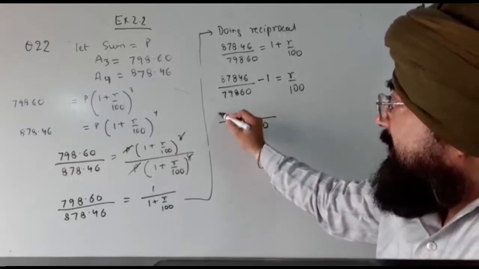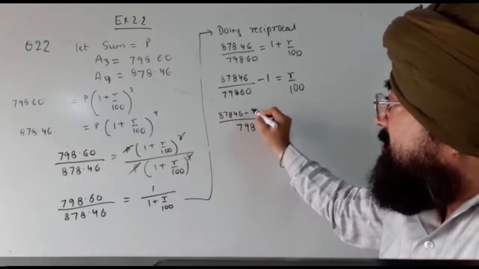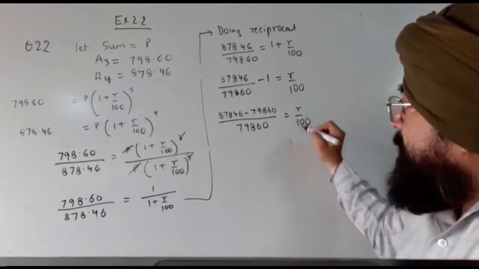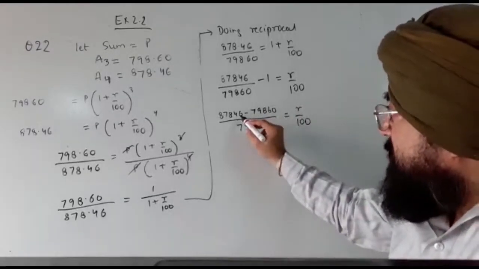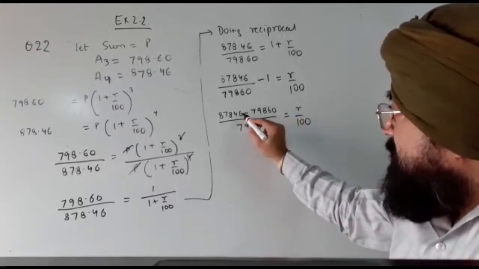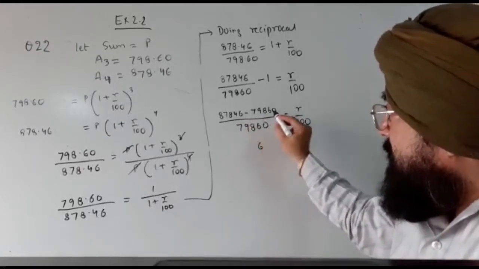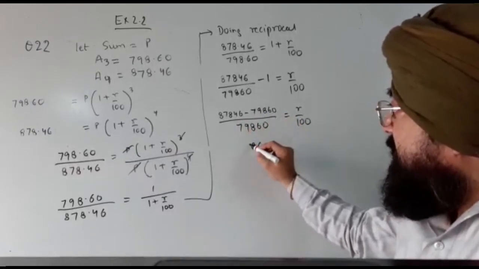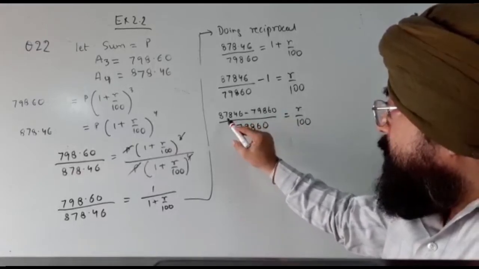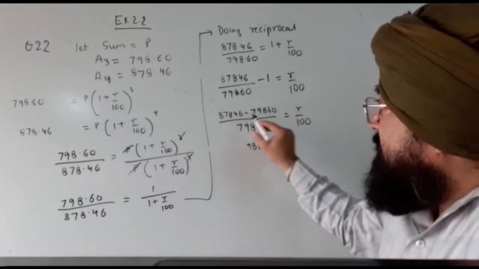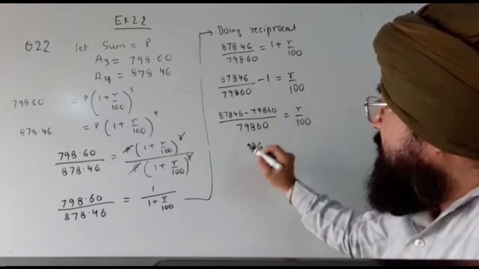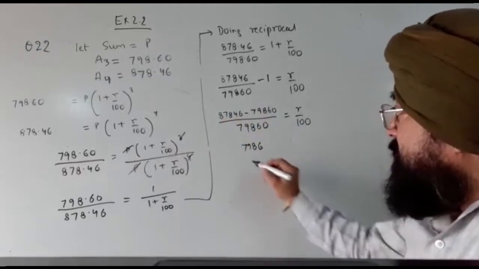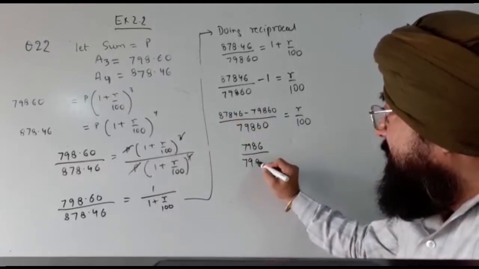79860, 87846 minus 79860 is equal to R upon 100. So if you subtract, 6 minus 0 is 6. 4 minus 6, 14 minus 6 is 8. Here left 7, 17 minus 8 is 9. Here left 6, 16 minus 9 is 7. And here left 7 minus 7 is 0. So I'm left with 7, 9, 8, 6, 0.